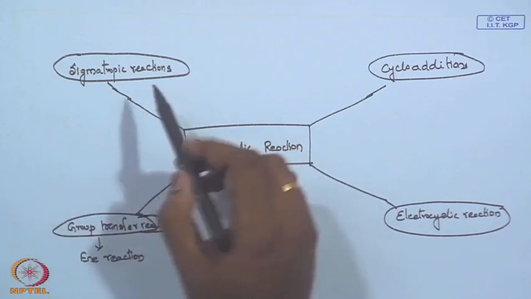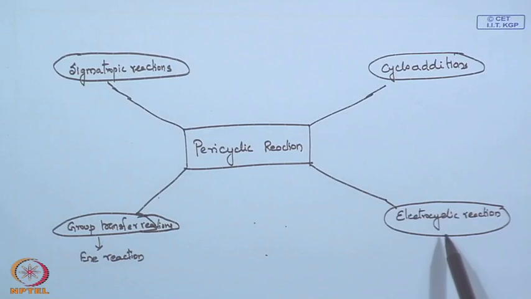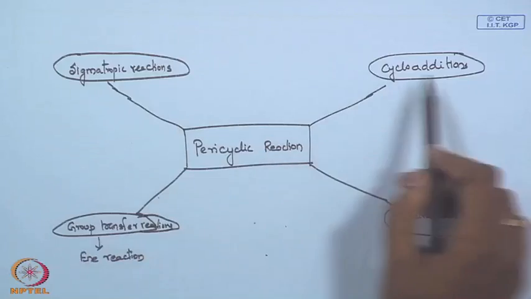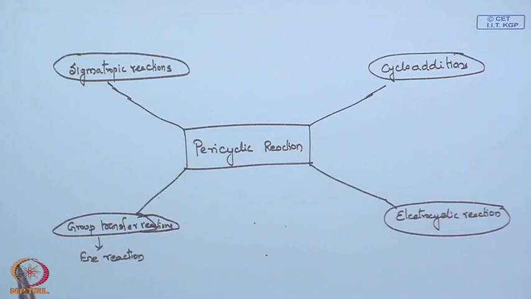In electrocyclic reactions we studied ring opening and ring closure, conrotatory and disrotatory modes, and their stereochemistry, how they open. So these are the four important classes of reactions we touched: sigmatropic, cycloaddition, electrocyclic reaction, and group transfer reaction.